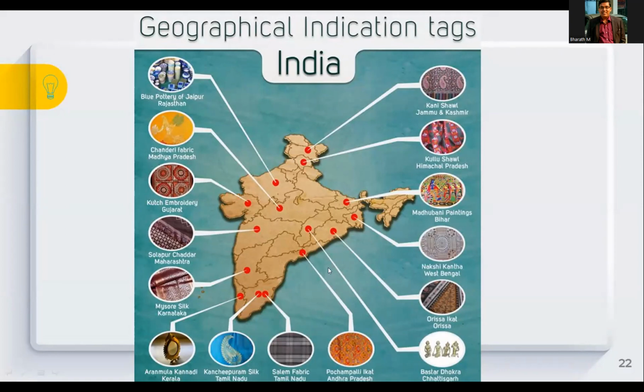One more thing is called geographical indication. You can see this picture. There are different maps of India, where all the states are marked. Here in Karnataka, Mysore silk. This is a geographical indication tag for cloth. Now I will explain how to file and how to make a registration in the case of geographical indication.